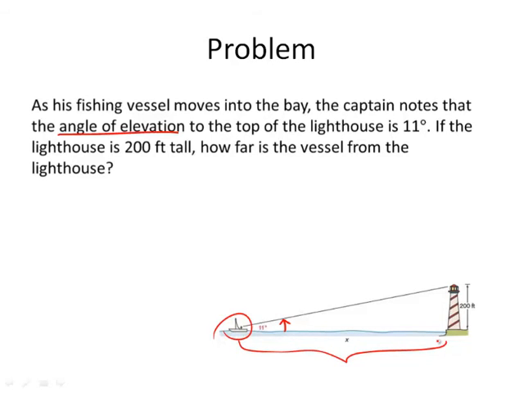So with these problems, the first key is to draw a picture. You want to draw out a picture so that you have a right angle triangle and you have everything labeled as best as you can. So you can practice that with more problems in your textbook.